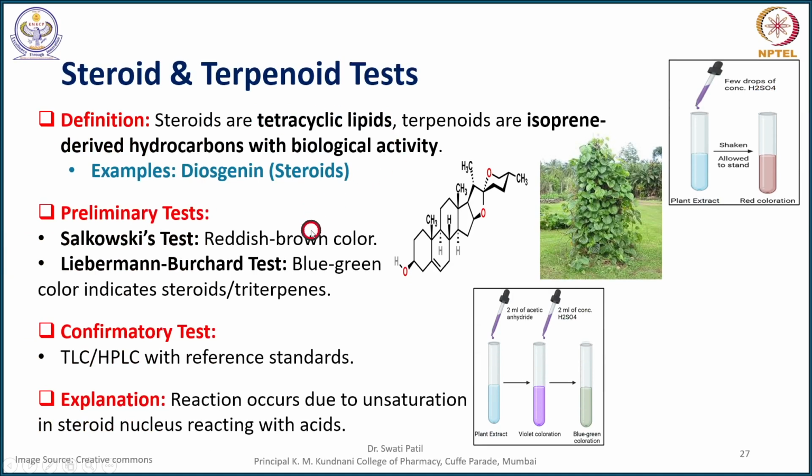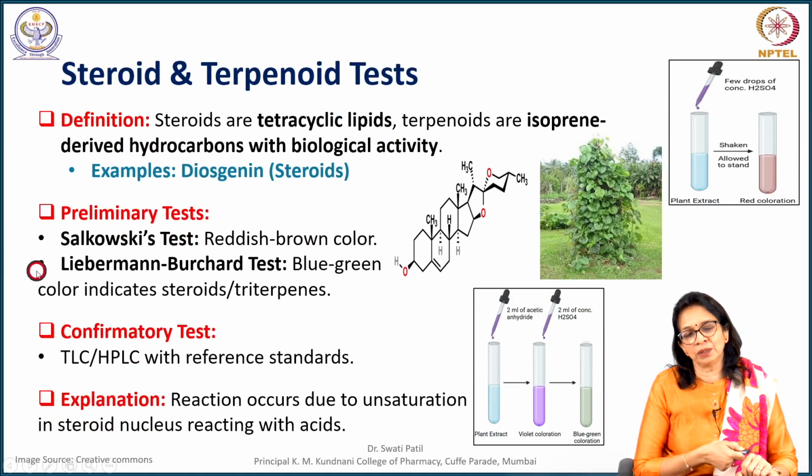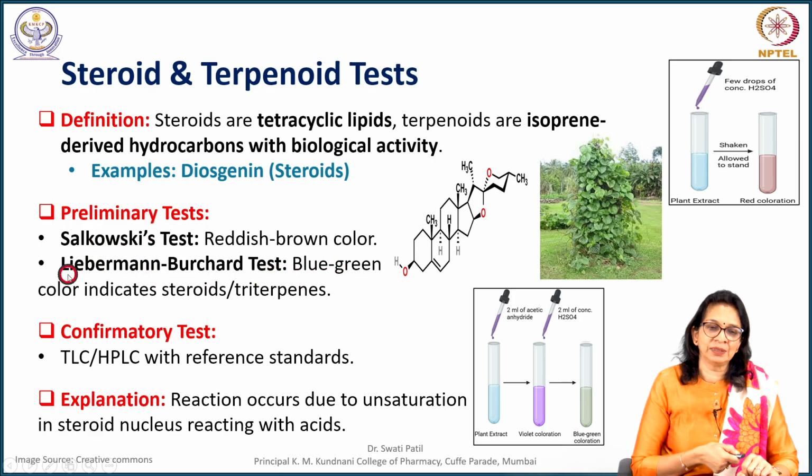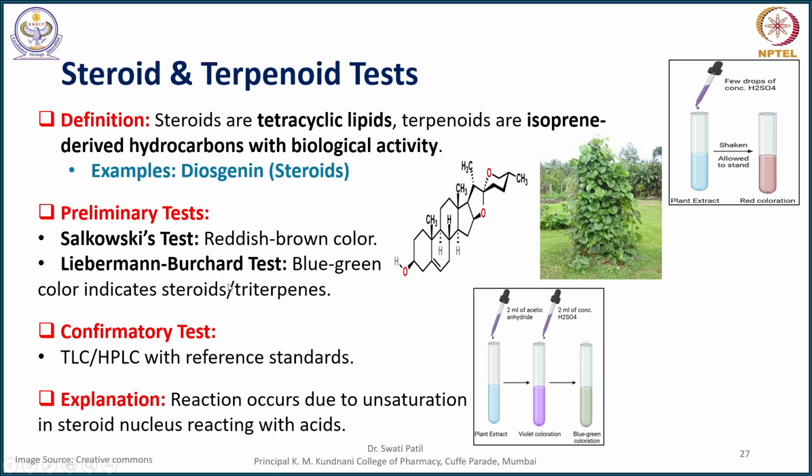Steroids and triterpenoids can be determined with the help of Salkowski's test, which gives a reddish brown color, and the Liebermann-Burchard test. The Liebermann-Burchard test uses acetic anhydride, which is now banned. So, performing this test may be a limitation. However, we can perform Salkowski's test to detect the presence of steroids.